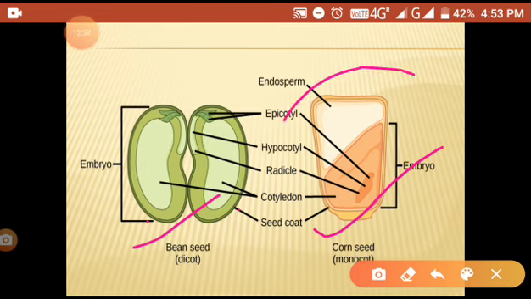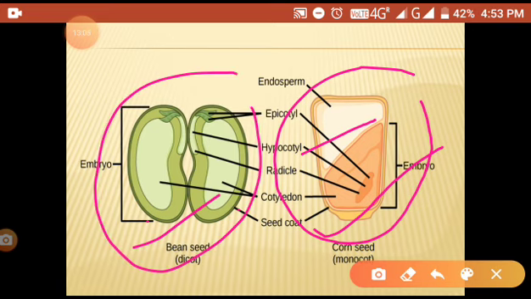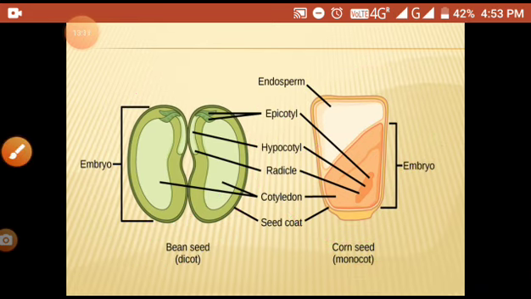Maize, this is the diagram of maize. In it one part is present only, so it is the monocot seed, and in it two parts are present, so it is the dicot seed. Then I am telling you the structure of the seed. The structure is almost the same. This is the embryo. You can see the embryo is present in the seed.